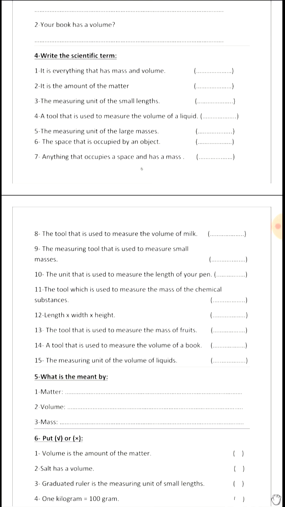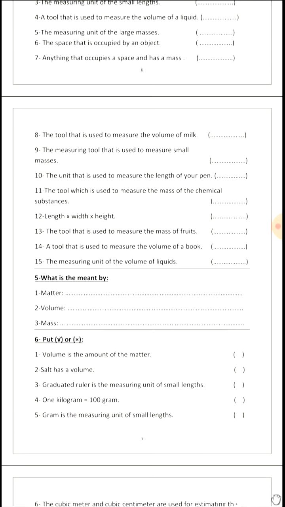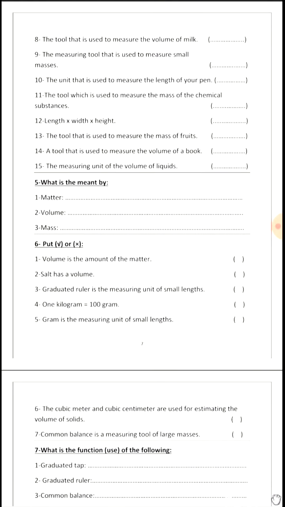Number 8. The tool that's used to measure the volume of milk. Milk is a liquid, so I can use graduated cylinder. Number 9. The measuring tool that's used to measure small masses. Small masses, I can use sensitive balance.